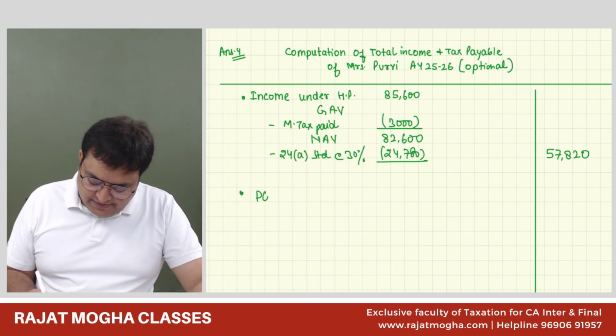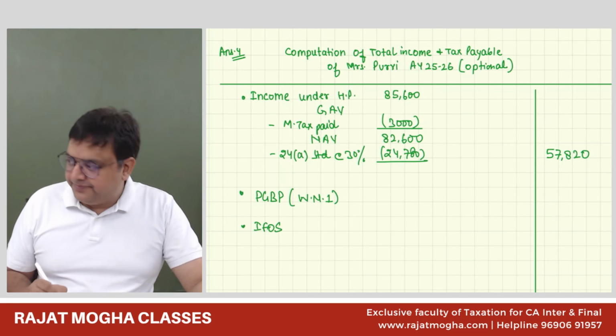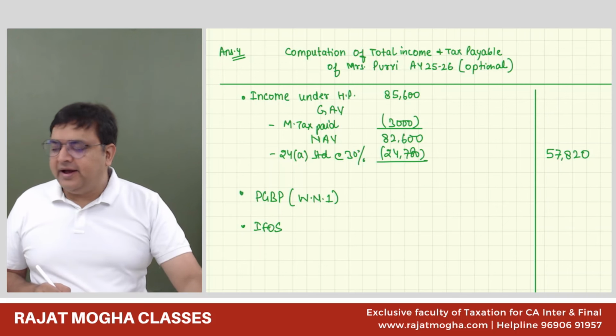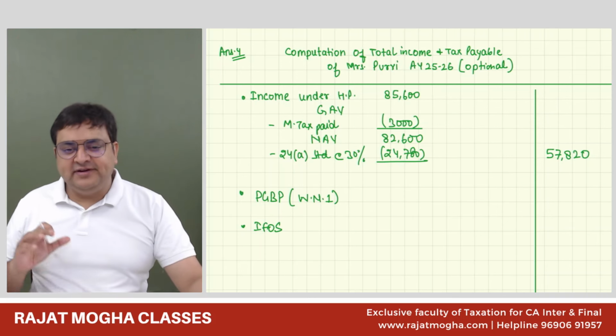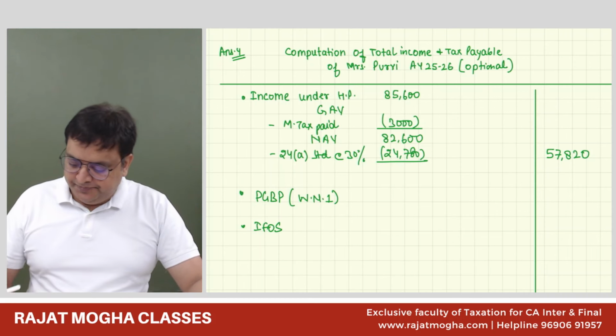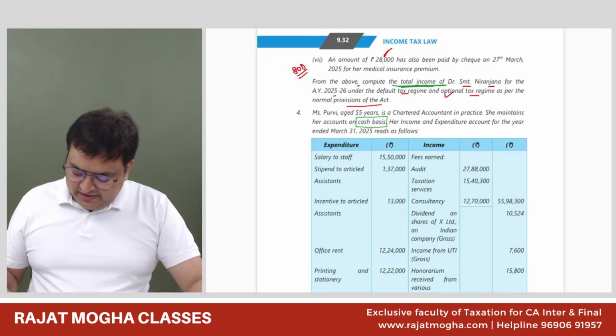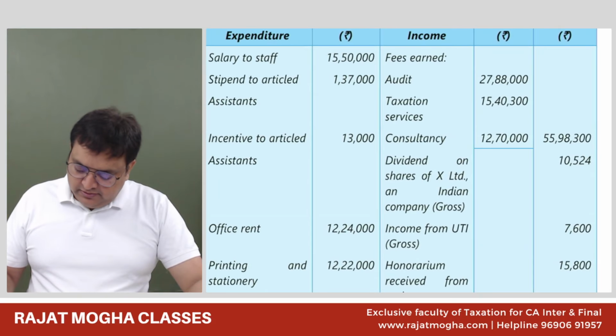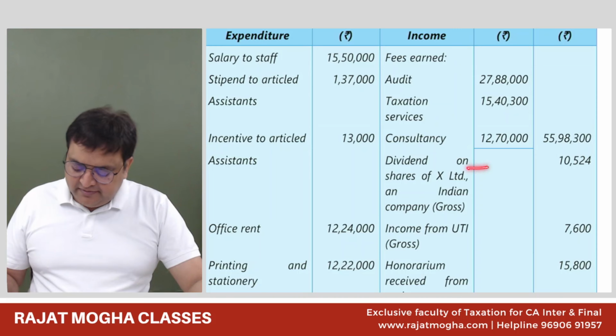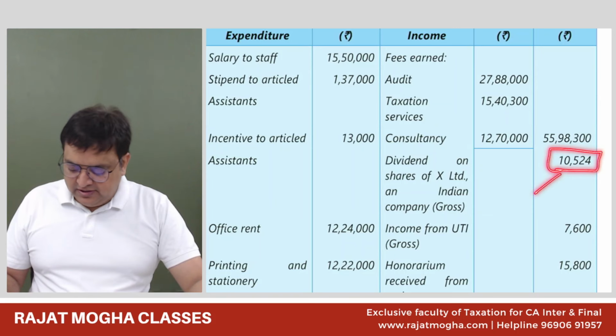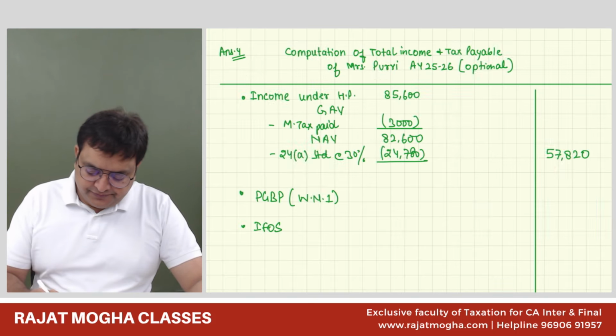Then we have PGBP income. For that, we can make a working note, number 1. Then we have IFOS income. And what I told you regarding IFOS, generally your IFOS is sitting on the credit side of the P&L account. The first income is your professional receipts. Second is dividend, and we should take the gross value since it is already gross. So there is no issues. So dividend 10,520.